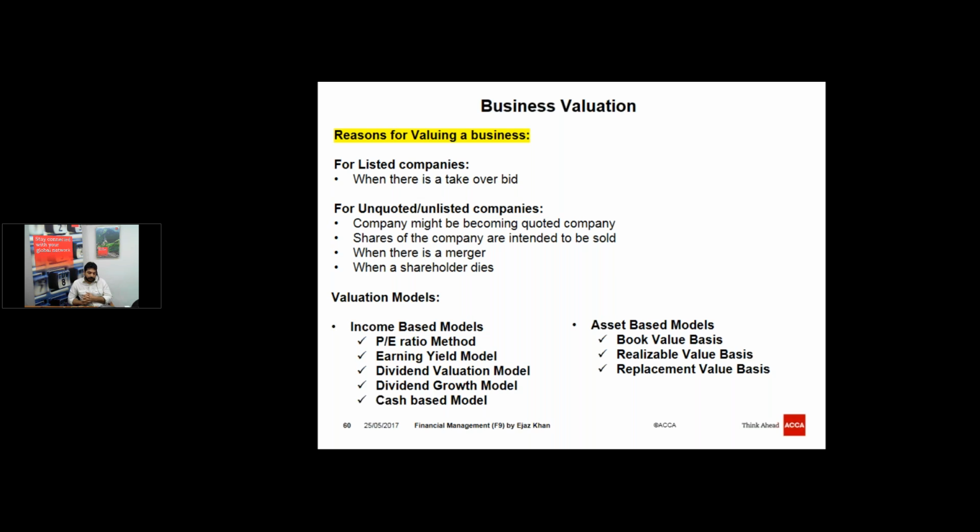Now, what are the methods we use for valuing models? We have two broad categories of valuing business. One is the income-based models, and the other is the asset-based models. We'll discuss income-based models, but first we have to discuss the asset-based models. And what does the asset-based model mean?